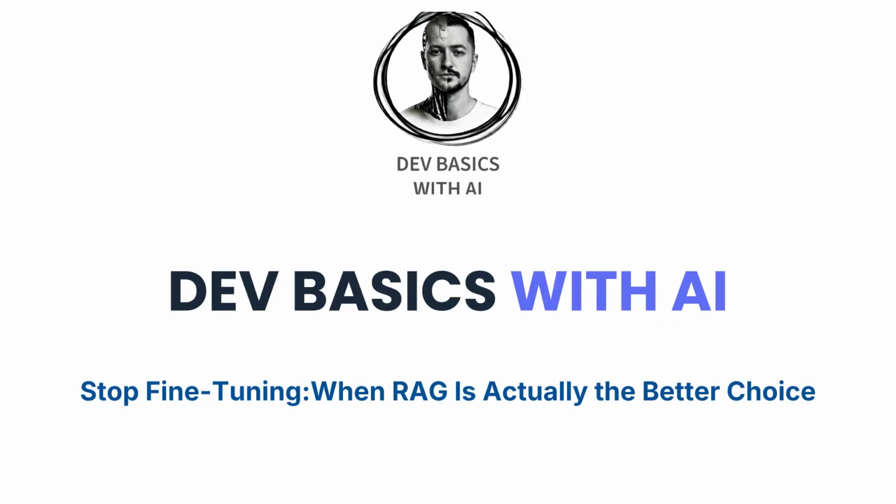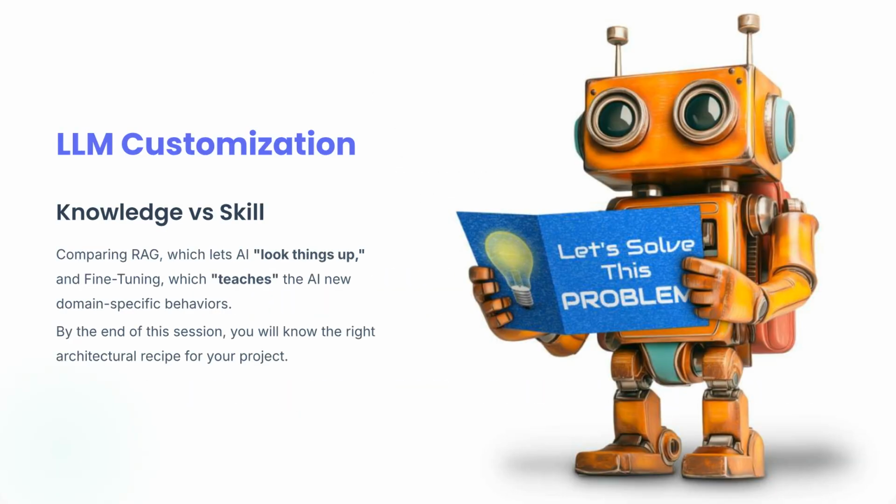In this video, we'll explore when to stop fine-tuning your LLMs and why Retrieval-Augmented Generation, or RAG, is often the better choice. We are comparing RAG, which provides knowledge by allowing the AI to look things up, versus fine-tuning, which builds skill by teaching the AI new domain-specific behaviors. By the end, you'll know the right architectural recipe for your project.